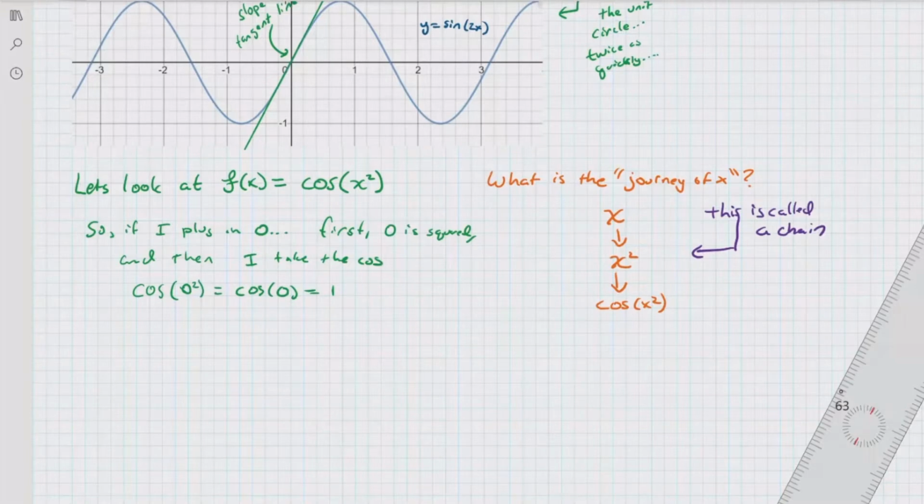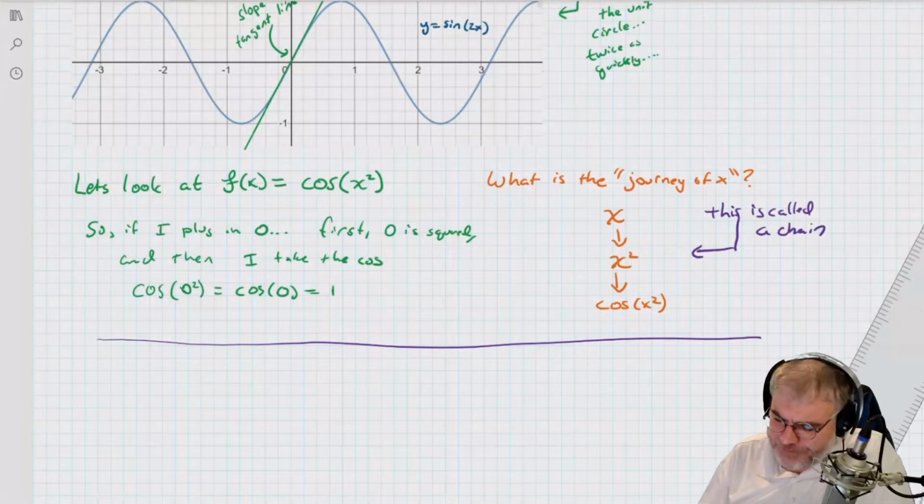So this is how we do it, right? This is called a chain. So the way that I'm going to deal with this is called the chain rule. Now, the way the chain rule works is this.